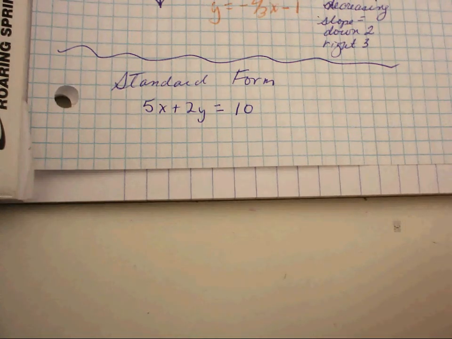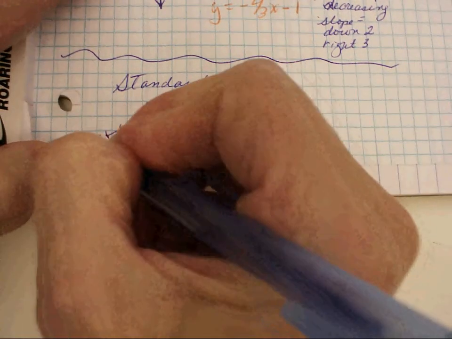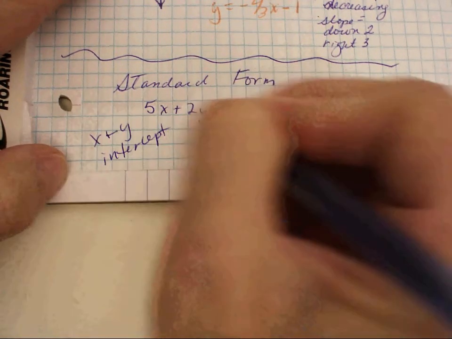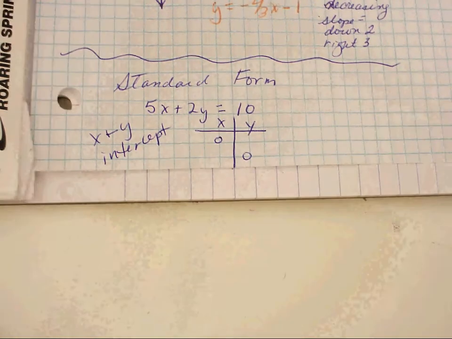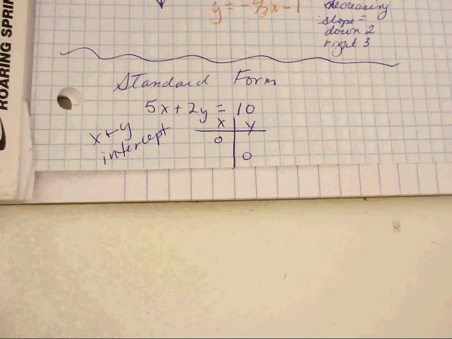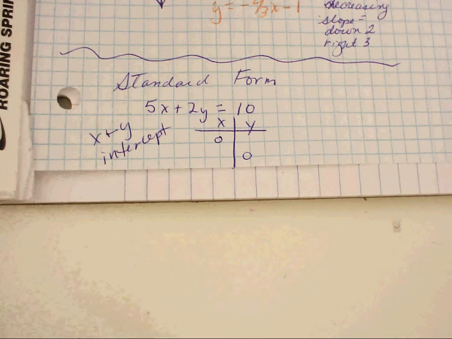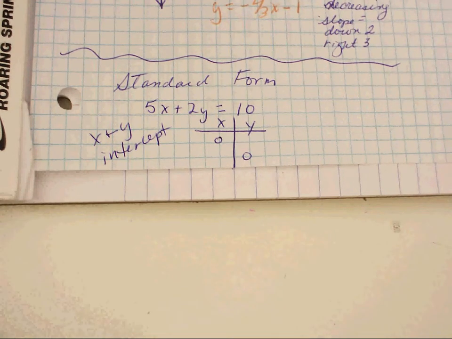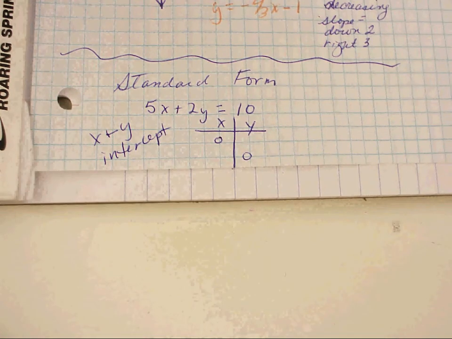Standard form, 5x plus 2y equals 10. The fastest way to graph from standard form is not to put it in slope-intercept form. It is to use the x and y intercepts. Please tell me what an intercept is. When you say intercepts, it means 2, and there could be one on the x-axis and one on the y-axis. In order to hit the y-axis, you have to have x be 0. In order to hit the x-axis, you have to let y be 0.